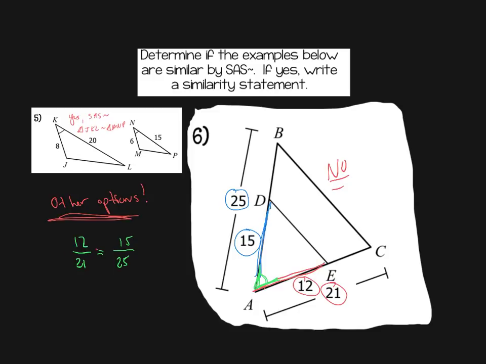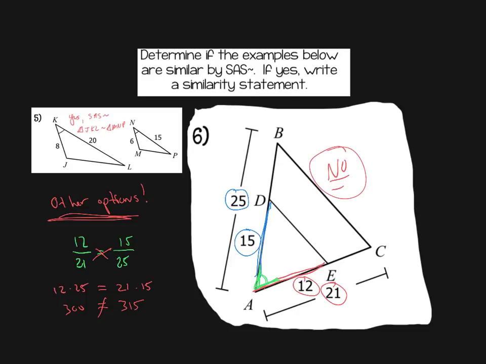Okay, other options are, I could have checked their cross multiples. 12 times 25 should be equal to 21 times 15, if that's the truth. Okay, are these in proportion? No. So again, the answer is still no.